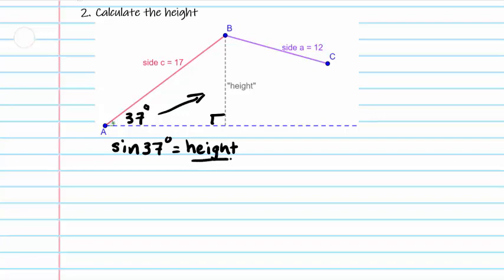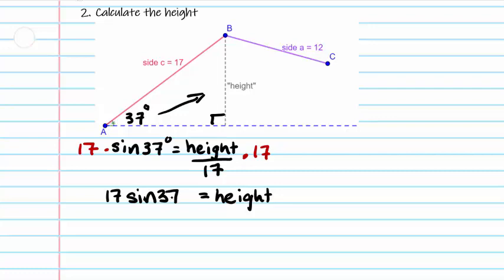So I'm going to use my sine function since the height is opposite of angle 37. So sine of 37 equals the opposite over hypotenuse, so height over 17. And let's go ahead and multiply both sides by 17 in order to solve for the height. So I get that the height is equal to 17 times the sine of 37 degrees.